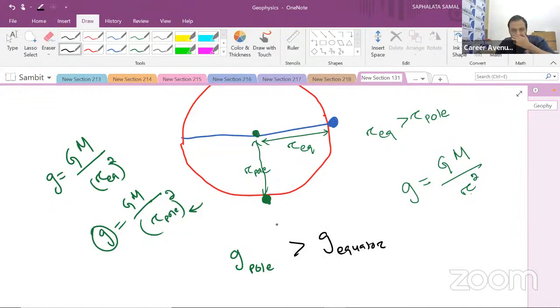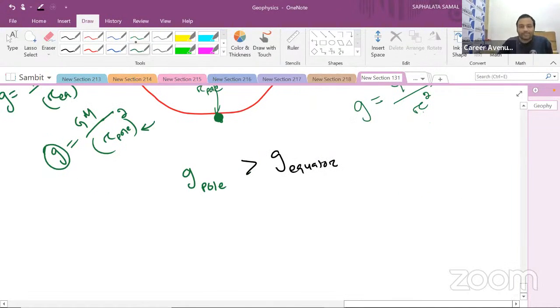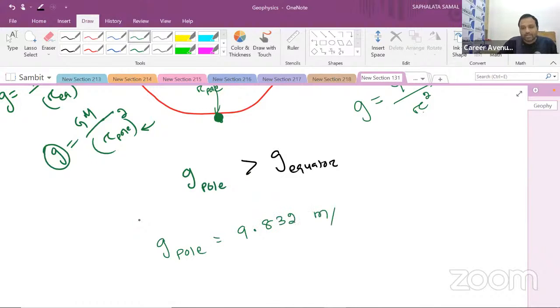So if you want to reduce your weight, you go to the equator. Your weight will come less at the equator, more at the pole. How much? The gravity value at the pole is equal to 9.832 meter per second square. The gravity value at the equator is equal to 9.780 meter per second square.